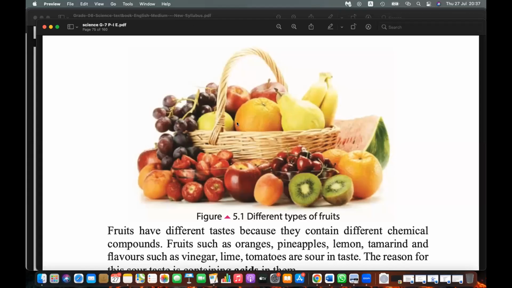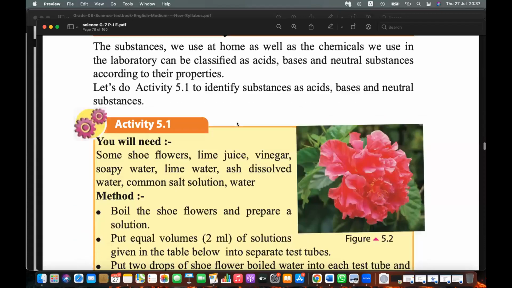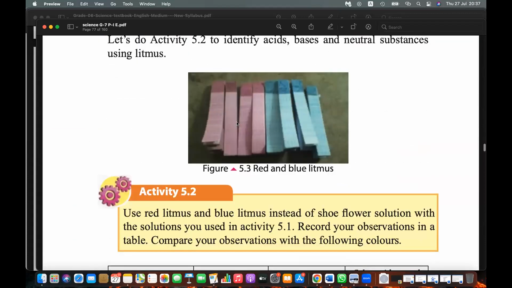Okay, let's start with the last day. We were doing acid-base reactions, and we also discussed how to identify acids and bases using various indicators like phenolphthalein, litmus papers, and pH papers, right? We tried to identify different indicators, where these indicators change the color.